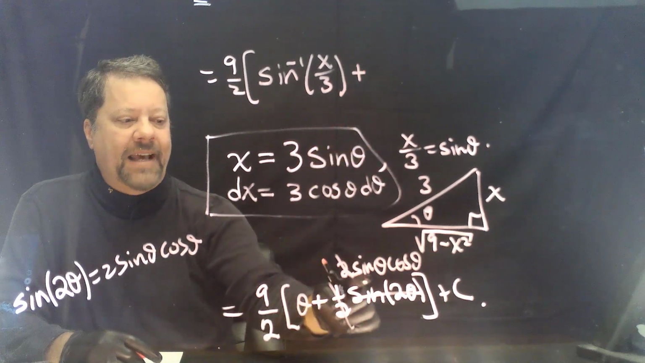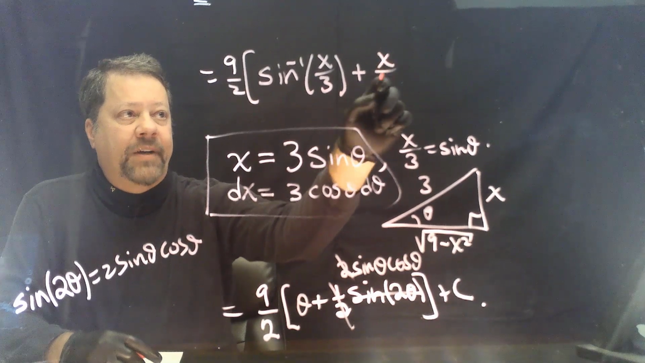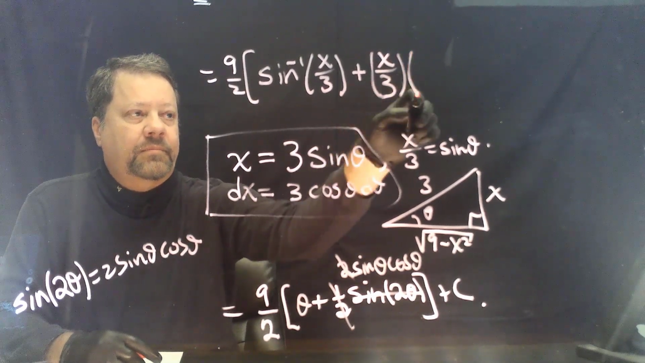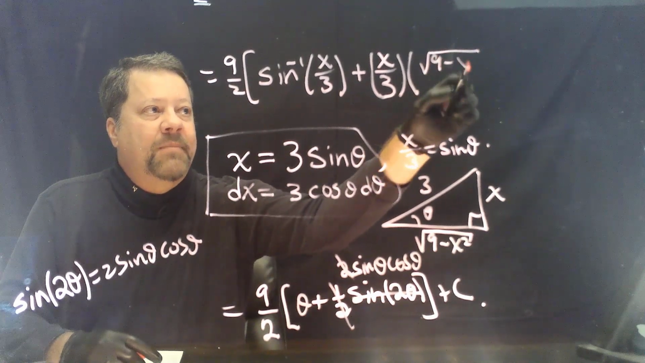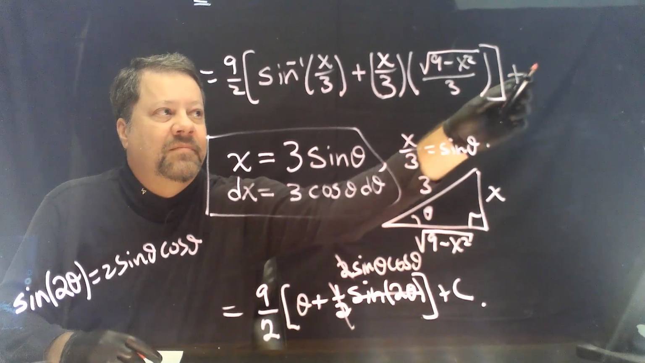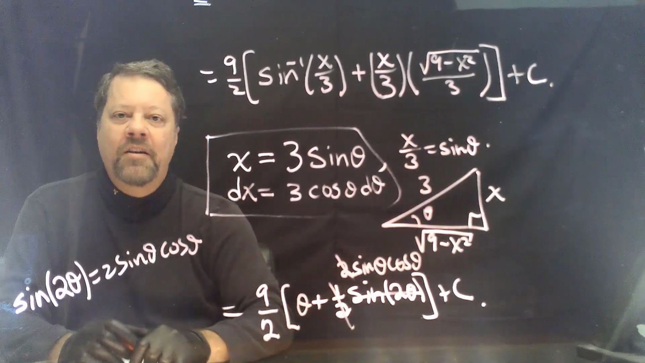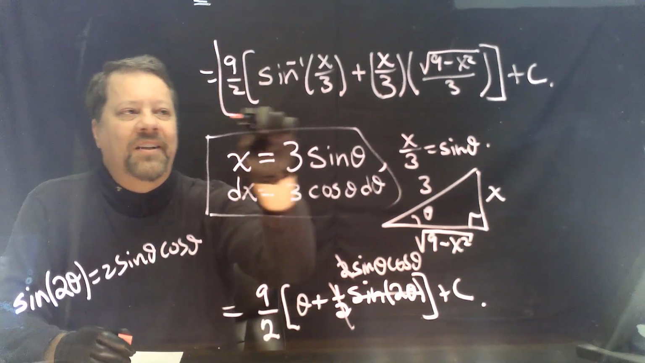And to this we have to add sine theta cosine theta. Sine theta is x divided by 3. And cosine theta is the square root of 9 minus x squared divided by 3. For purposes of the exam, you can drop the answer right here.